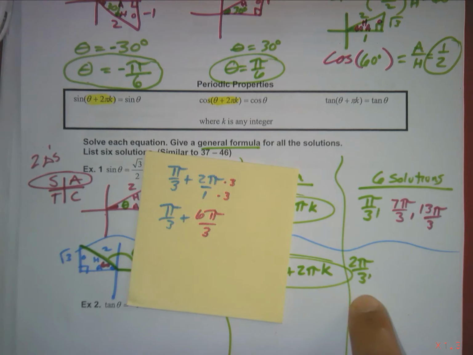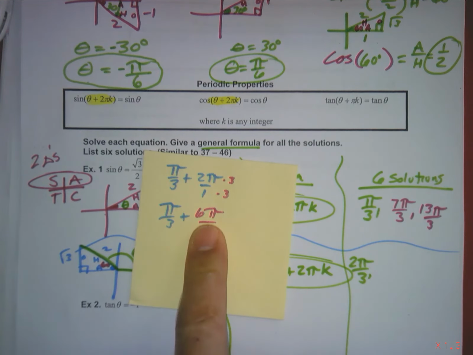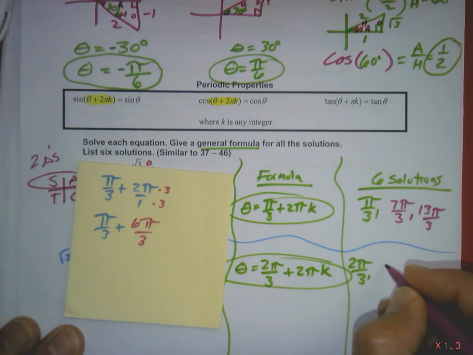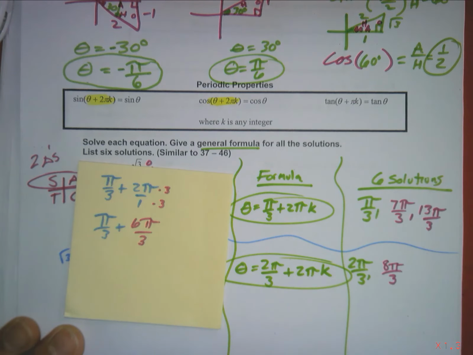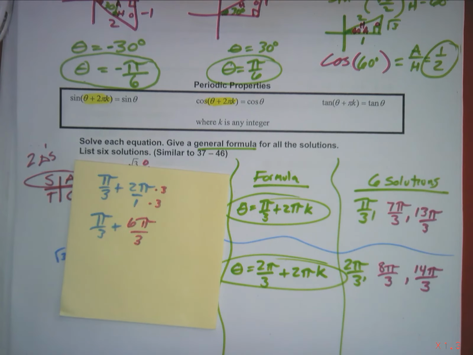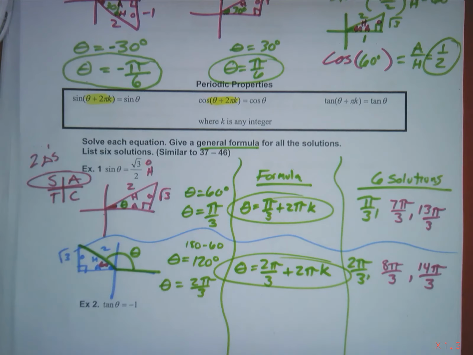Same thing with 2/3. I'm just going to add that 6 pi over 3 again. I'm adding 2, so go ahead and add 6 to the top. So 2 plus 6 is what, 8? And then add 6 to the top again. 8 plus 6 is 14 pi over 3. And there's my 6 total solutions. Okay, I've got 3 from the first triangle and 3 from the second triangle, and that gives me a total of 6 answers.